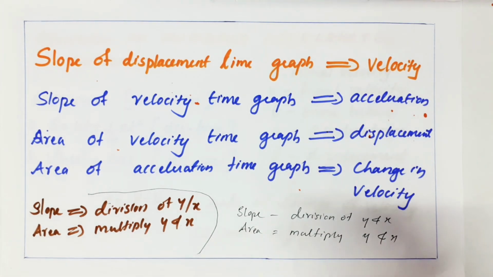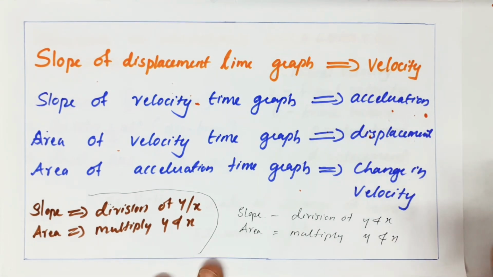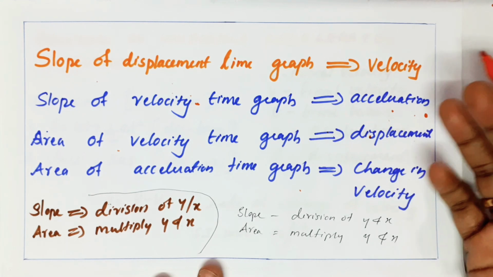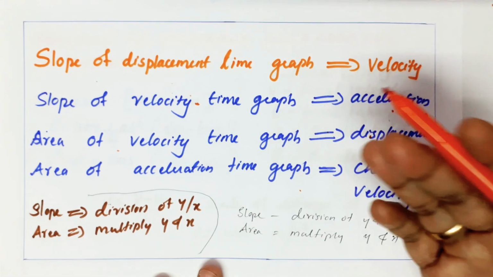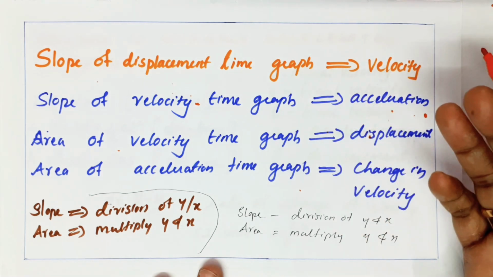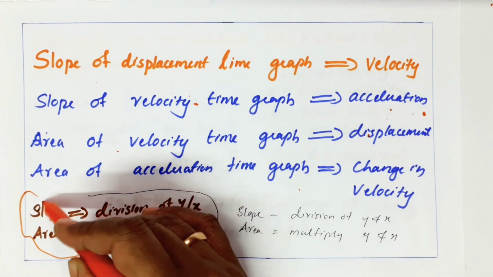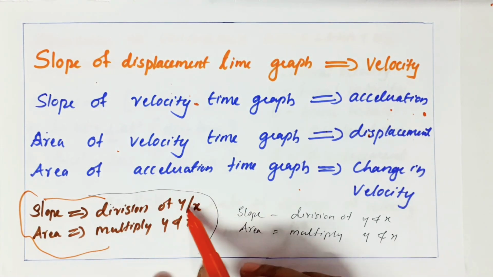So this is a very important concept of this chapter. From a graph, they can ask what its slope and area give. Slope means you just check what is plotted along the x-axis and what along the y-axis. I'll give you a shortcut, a trick. Slope means you do the division of y by x. This is a shortcut method.